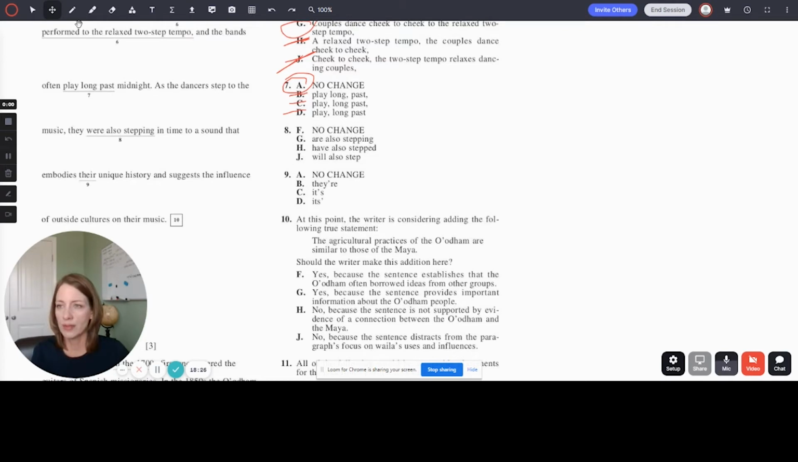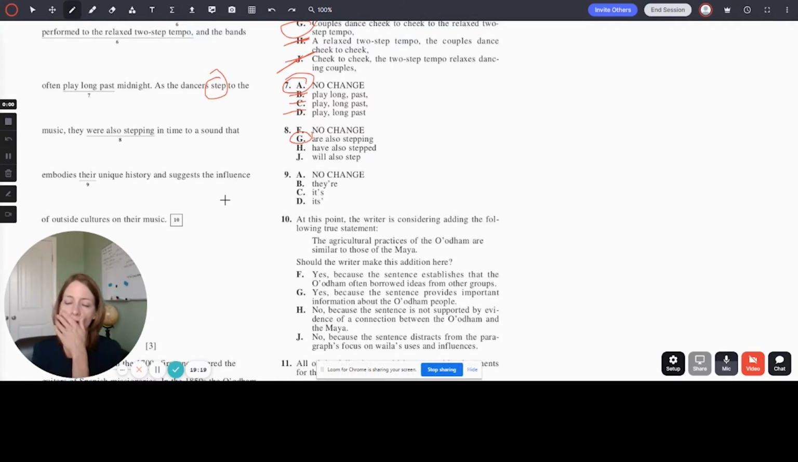I'm going to take my cue from this tense. As dancers step, they are also stepping in time to a sound that embodies their unique history, okay? So this is "step," not "will step." They are stepping in time. Okay, so we're going to stay in that present tense. Number 9. In time to a sound that embodies their unique history.